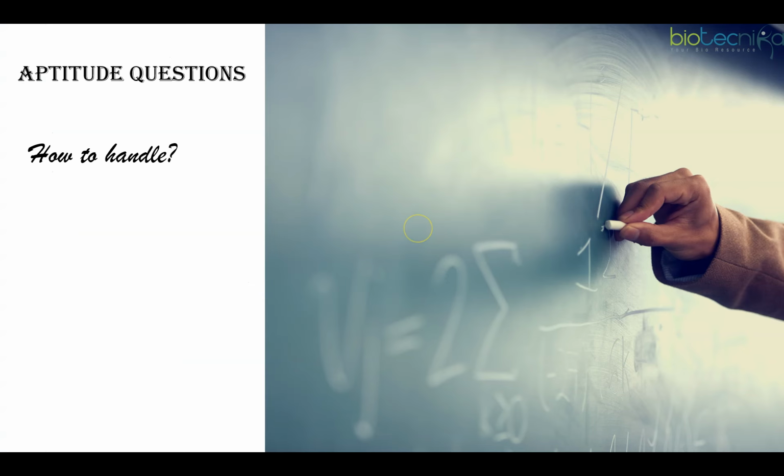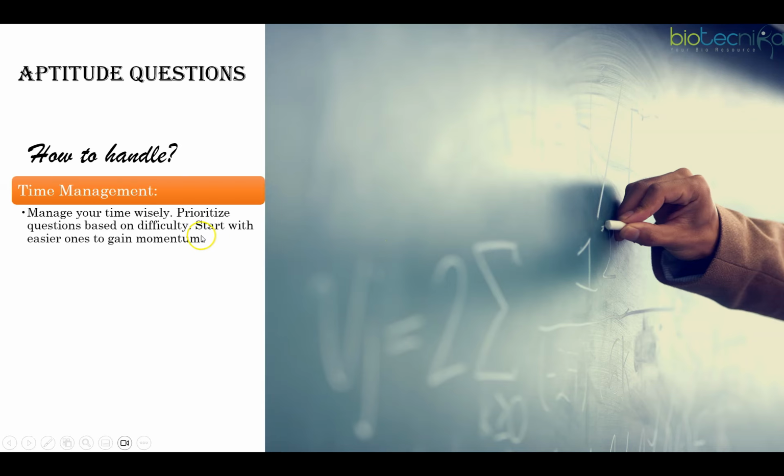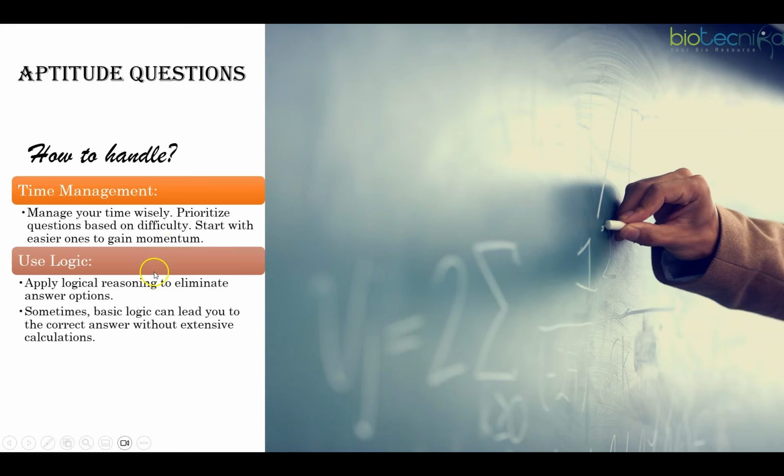Then the last concept is aptitude questions. Now, how do you handle aptitude questions? First of all, you have to manage your time wisely. Prioritize questions based on difficulty. Start with the easier ones to gain momentum. Use logic. You can apply logical reasoning to eliminate answer options. Sometimes basic logic can lead you to the correct answer without doing any extensive calculations.